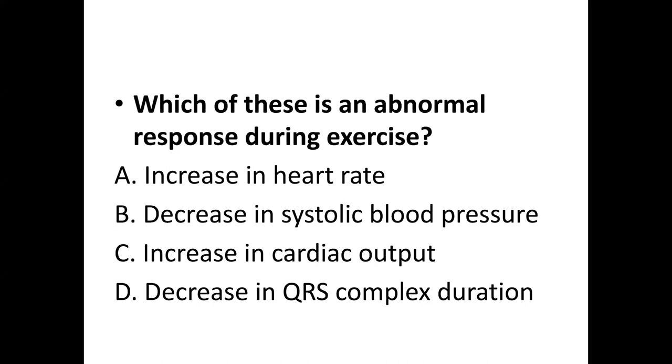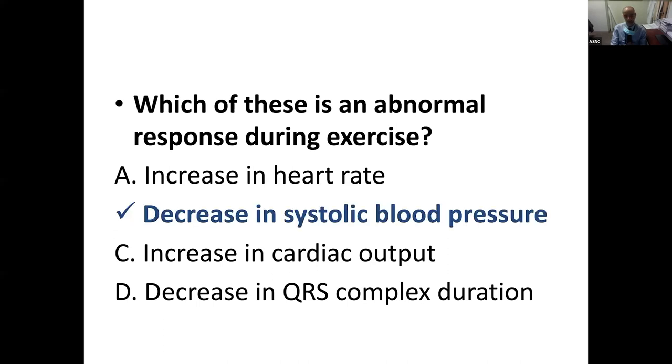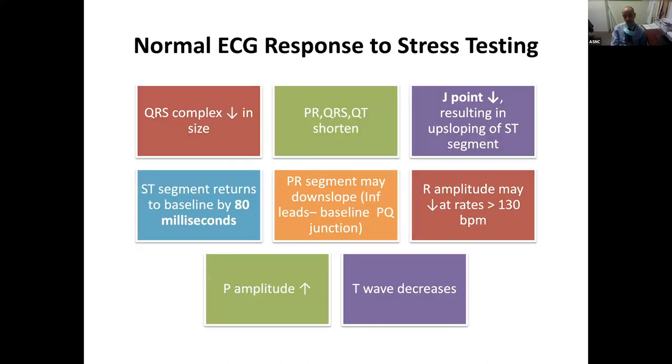Okay, I think it's unanimous, Dr. Scali. Everybody's going for B, a decreased systolic blood pressure. Yes. So I won't repeat what I said in the prior slide. All of the other options are essentially normal and expected responses, but decrease in systolic blood pressure is an abnormal response that's often due to a decrease in cardiac output, either from severe coronary artery disease and/or aortic stenosis as well.